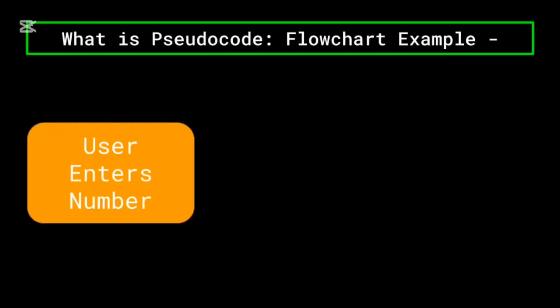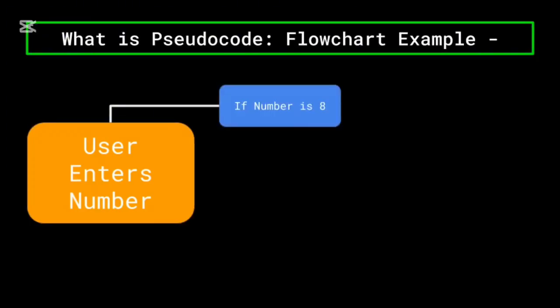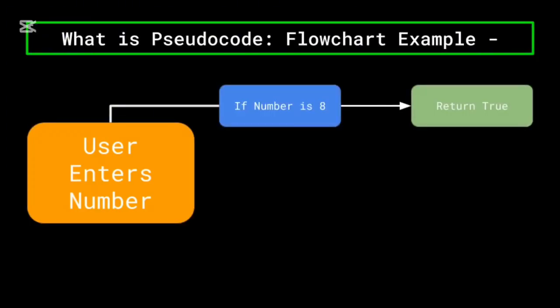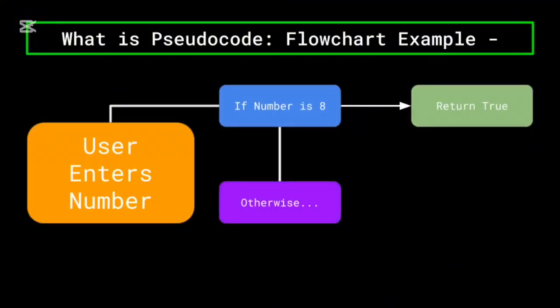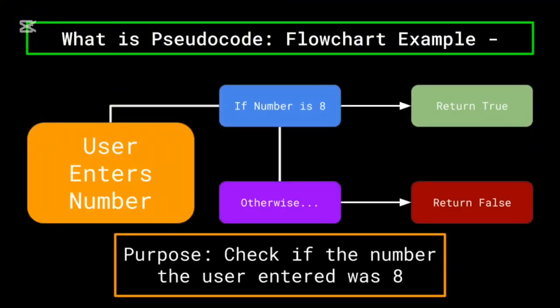A user enters in a number, and if the number is 8, I want the program to return true. However, if the number is not 8, then I want it to return false. It's a great way to visualize what the function's overall purpose is, and also look for any errors that you may have missed when thinking about the function, such as a missing path.